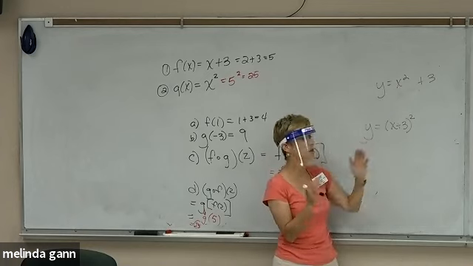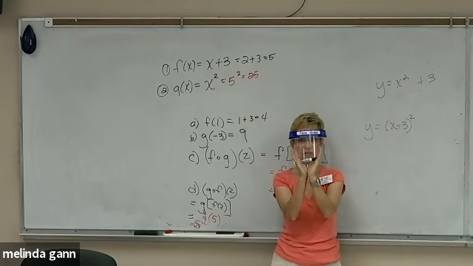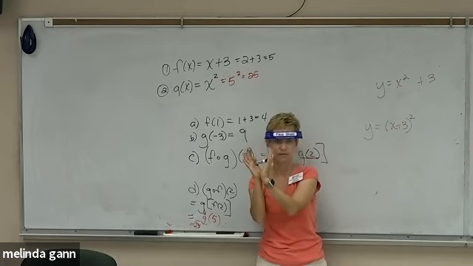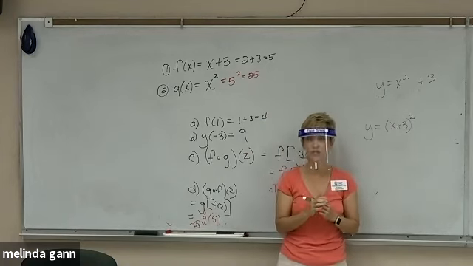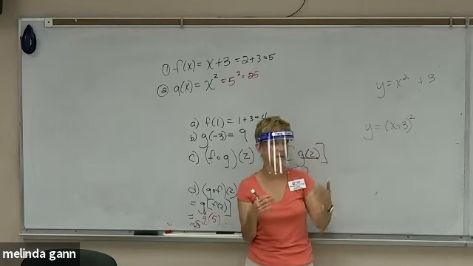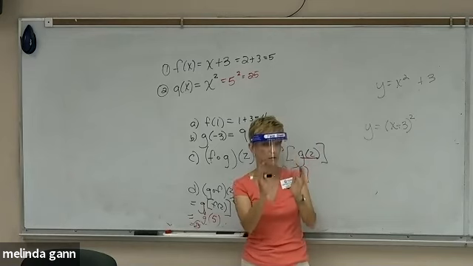What's this +2 going to do to that original parabola? Shift it what? To the left. And the -3 would shift it what? To the right. And again, that's just good to know if you don't have your grapher. So they remind you about those shifts.